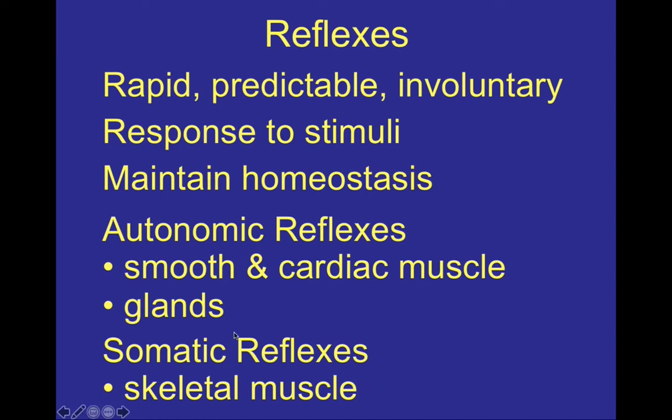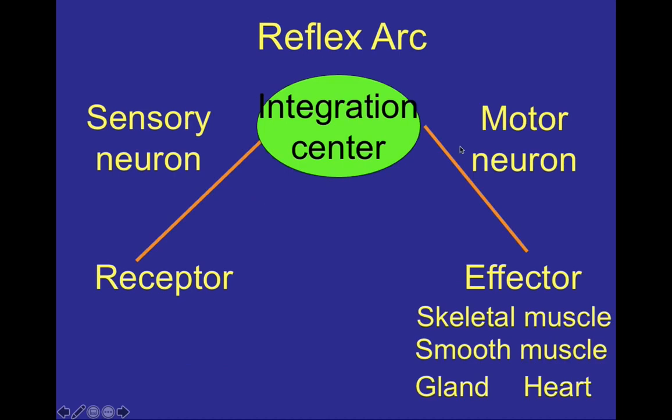There are two types of reflex arcs: somatic reflex arcs and autonomic reflex arcs. As the autonomic nervous system controls our smooth muscle, cardiac muscle, and our glands, autonomic reflex arcs will provide a response using one of these constituents. But somatic reflex arcs refer to our somatic nervous system using our skeletal muscles to respond to certain stimuli.